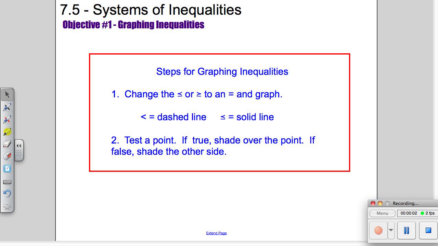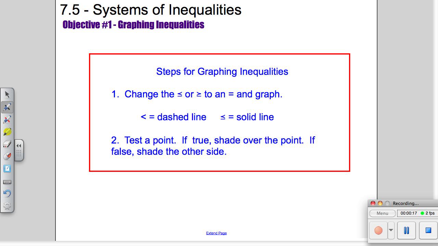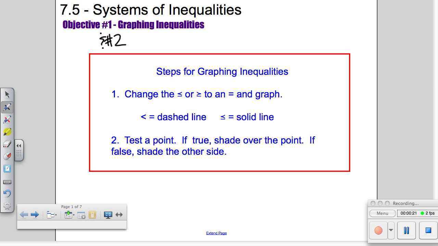This is section 7.5, and this is video part 1 for systems of inequalities. Today we're focusing on objective 1, and it's actually objective 2 as well, and we're just going to be graphing inequalities today. Now, the steps that you're going to follow would first be to change the less than or greater than sign to an equal sign and graph.